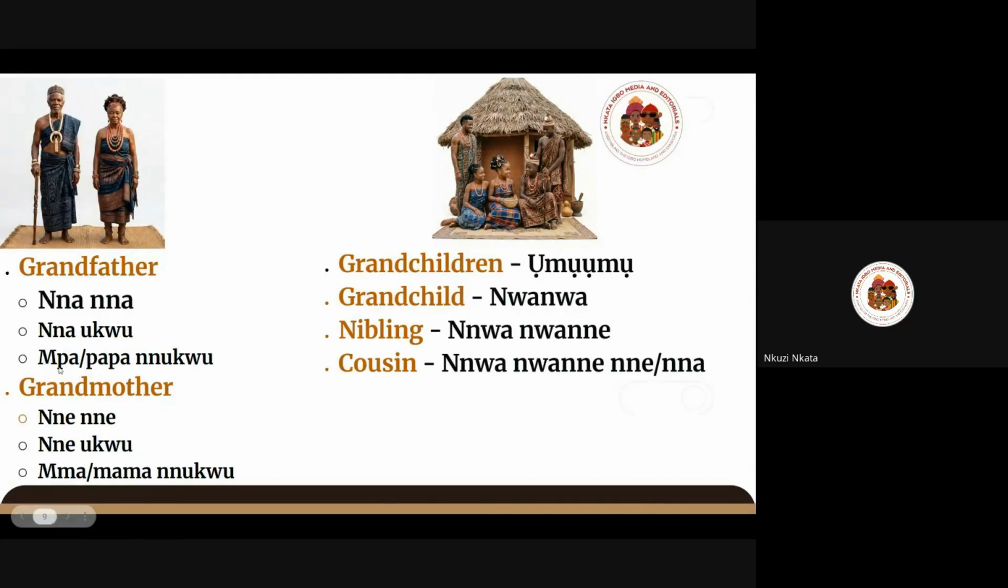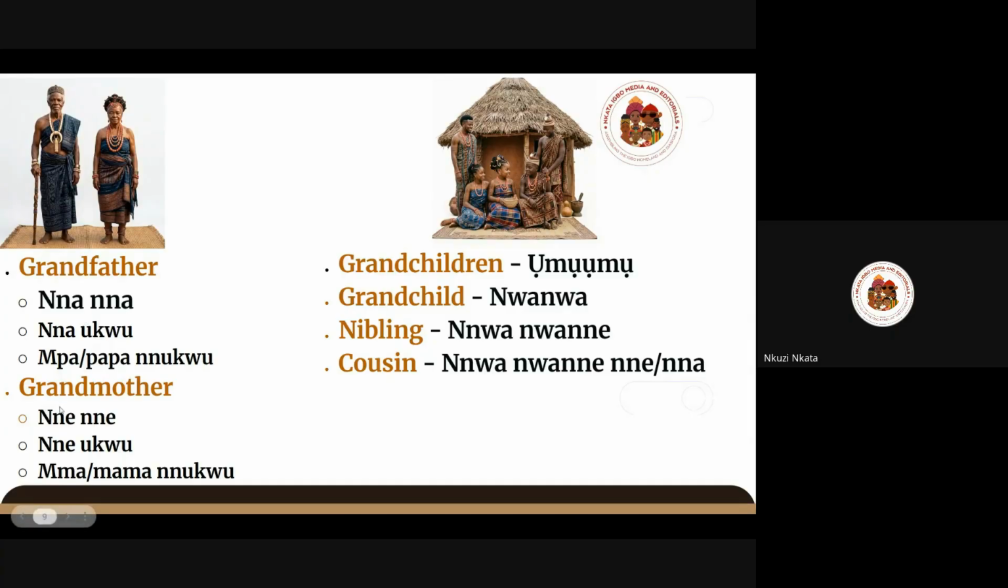Mpa still means father. Papa is also father. So some use papa nuku. But most people don't call their direct fathers papa. They usually call the grandfather papa. But then there is no rule on that. You use whichever one that suits you. So mpa nnukwu or papa nnukwu. You can still use nna ukwu or nna nna.